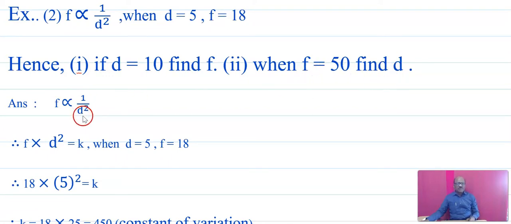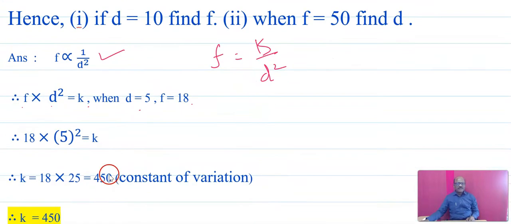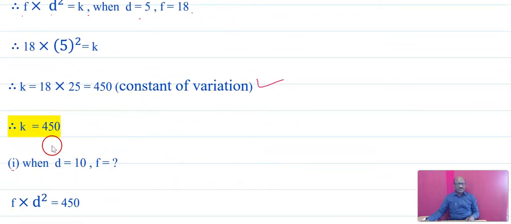Now f is inversely proportional to d square. Therefore this is the statement, and it can be written as f is equal to k upon d square, and again as f into d square is equal to k. When d is equal to 5, f is 18. Substitute the values of d and f here: 18 into 5 square is equal to k, and therefore you will get 18 into 25, which is equal to 450, the constant of variation.